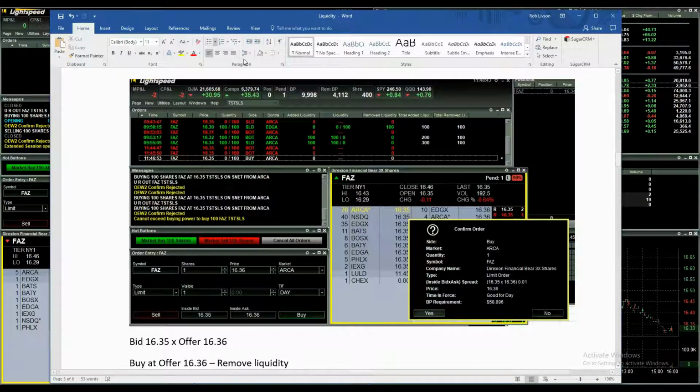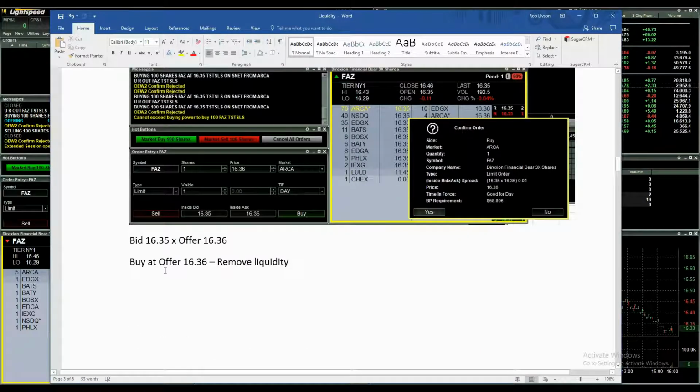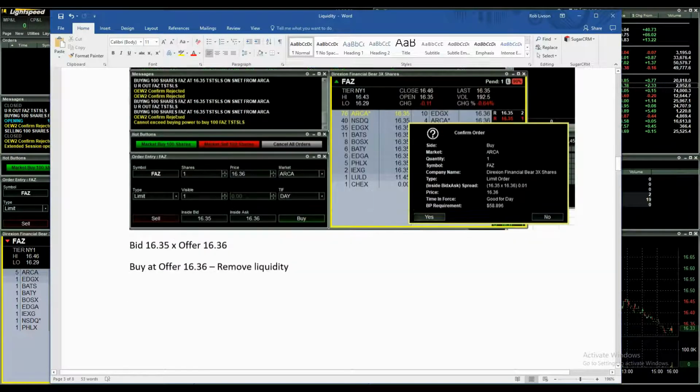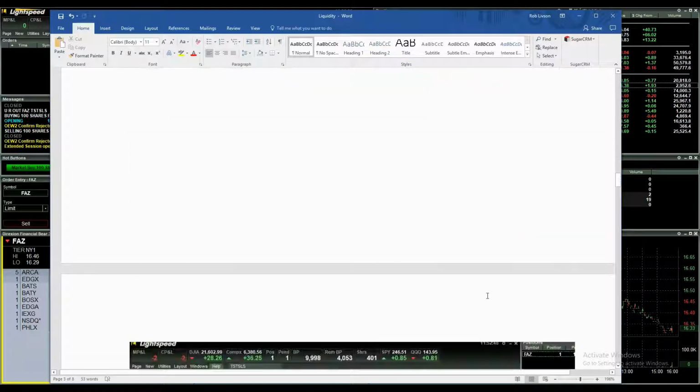Okay, so now I have my next screen here. If you look here at my confirm order, buying one share at the price is $16.36. So the bid is 35, the offer is 36. This is going to immediately be buying at the offer, so it's considered to be removing liquidity. I am taking the shares from that current offer. So rather than joining the bid, I'm being more aggressive and I'm buying immediately at 16.36.